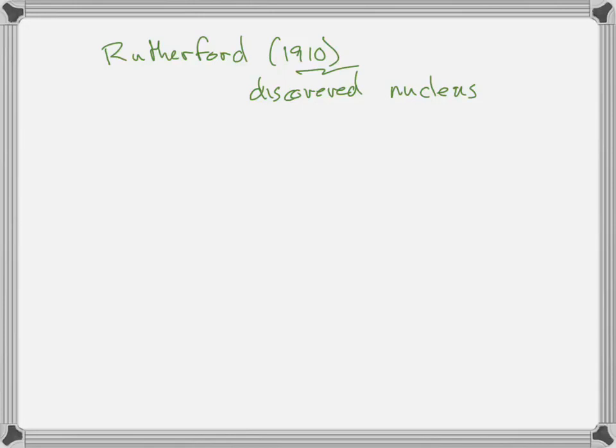So the famous paper was published in 1911, where he describes his scattering theory and his theory of the hard small nucleus. So Rutherford discovered this nucleus. How did he do that? Rutherford was doing some scattering experiments. And what is scattering? We've already discussed scattering.